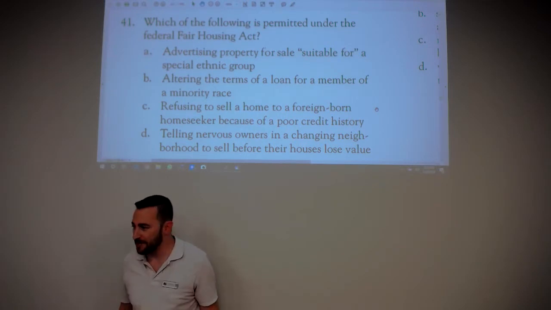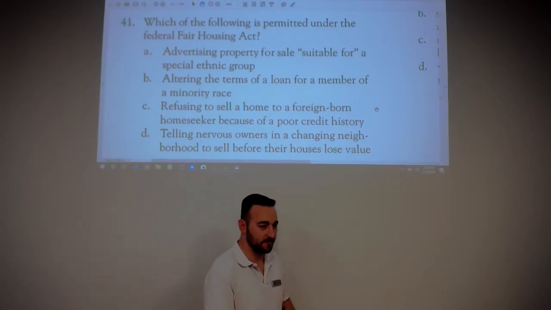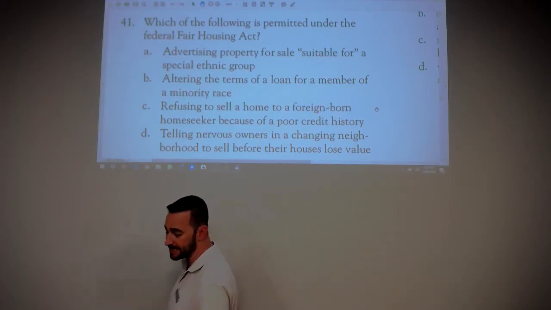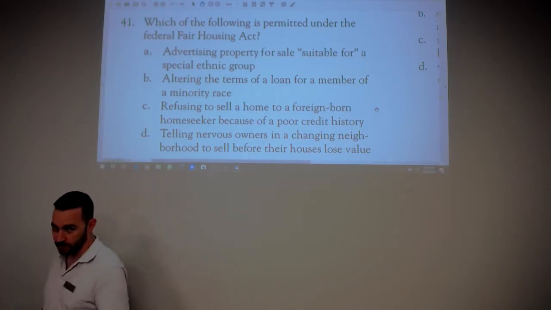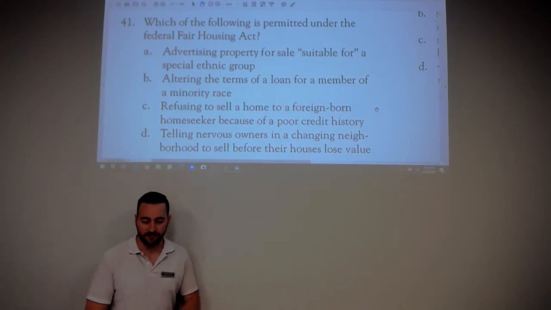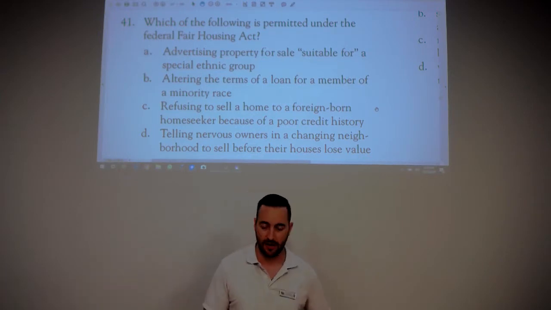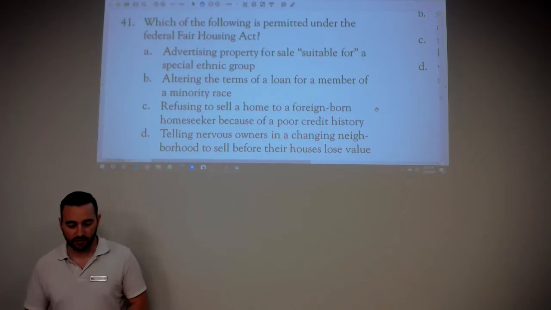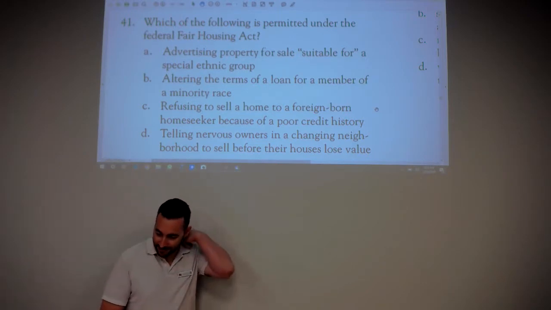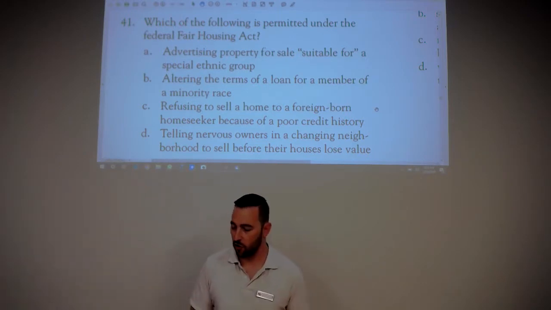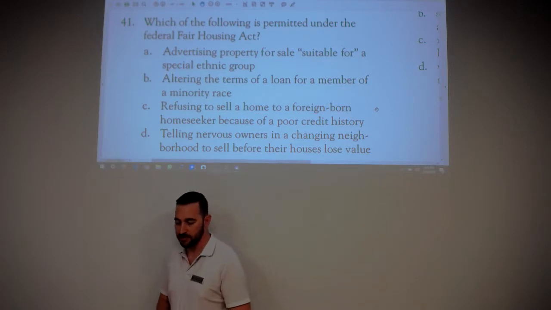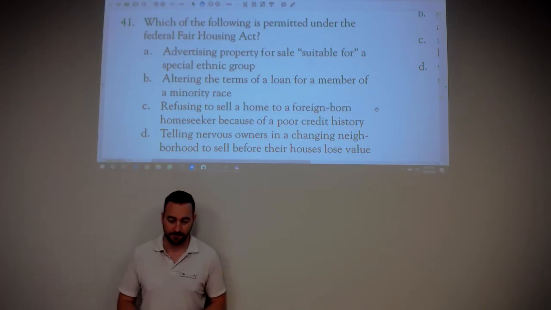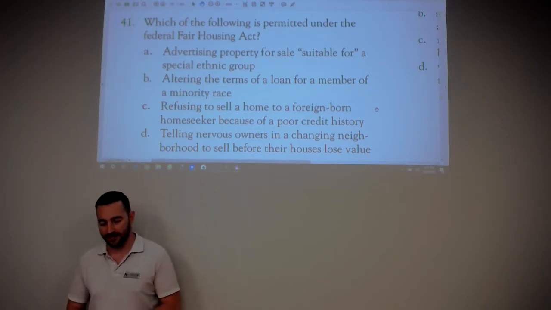Which of the following is permitted under the Federal Fair Housing Act? Permitted, key word. We're not prohibiting, right? It's not forbidden. It's permitted, allowed. A, advertising property for sale suitable for a special ethnic group. B, altering the terms of a loan for a member of a minority race. C, refusing to sell a home to a foreign-born home seeker because of poor credit history. Or D, telling nervous owners in a changing neighborhood to sell before their houses lose value.